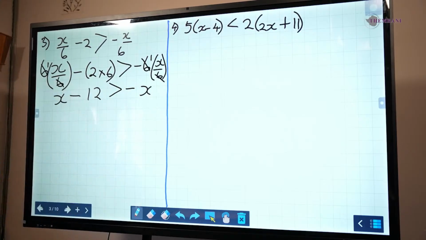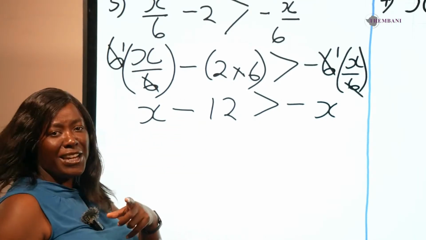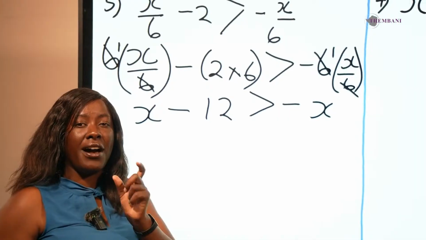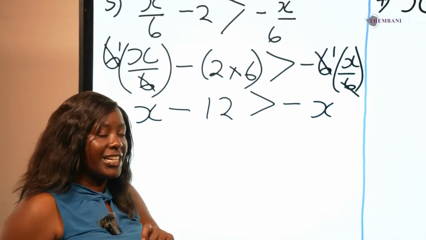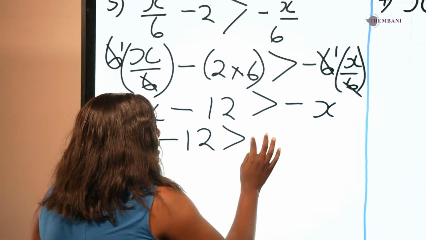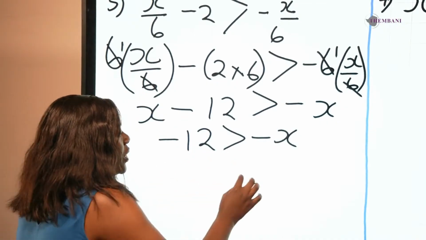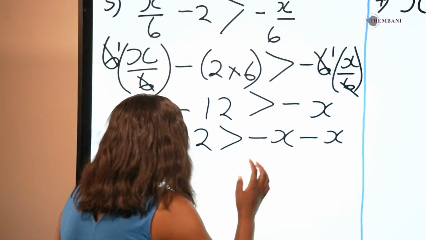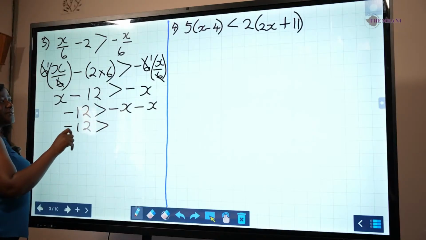Then from there, we are going to group like and unlike terms. I'm going to move this x to that side so that we divide by a negative. For you to remember that whenever we divide by a negative, our inequality is going to change direction. So we now have a negative 12 is greater than negative x. If this x crosses the inequality sign, it's also going to become negative. So we now have a negative 12 is greater than negative x.